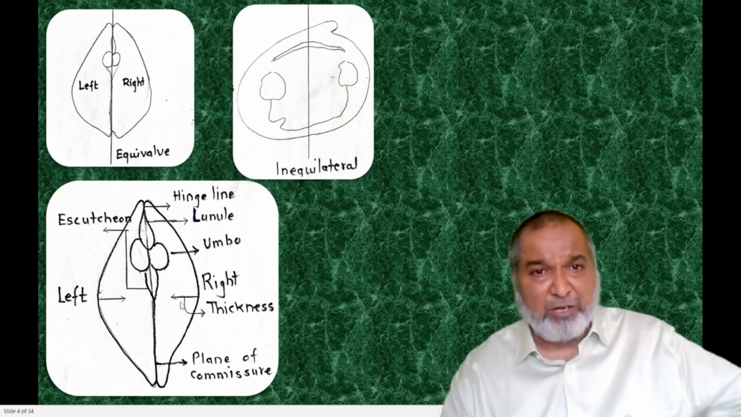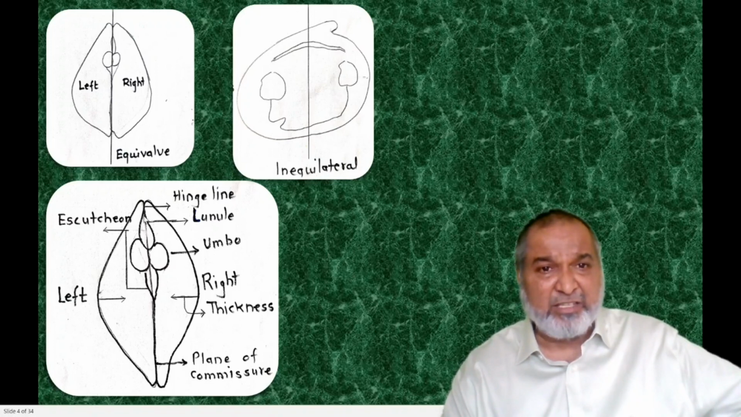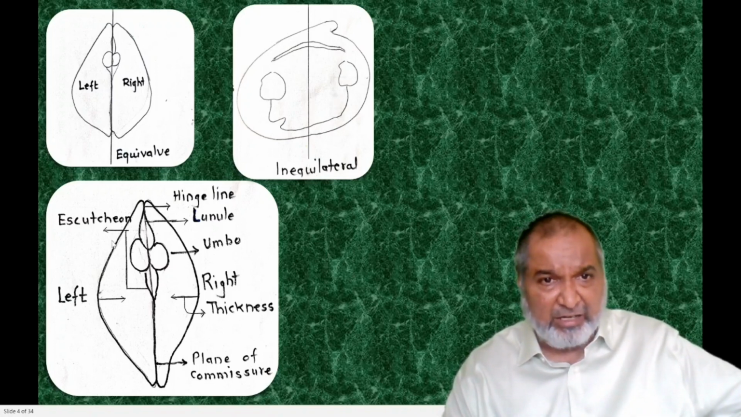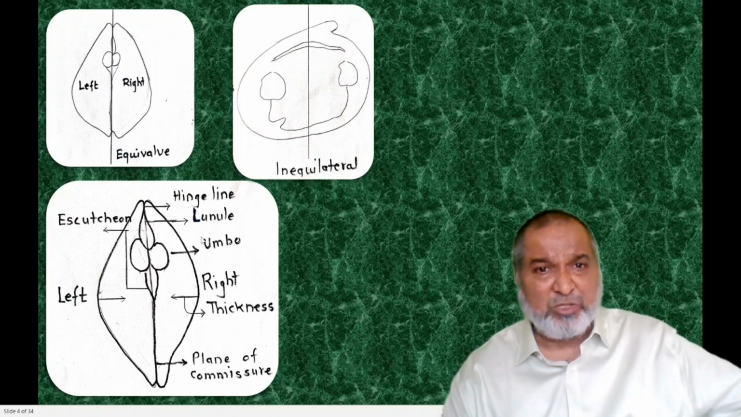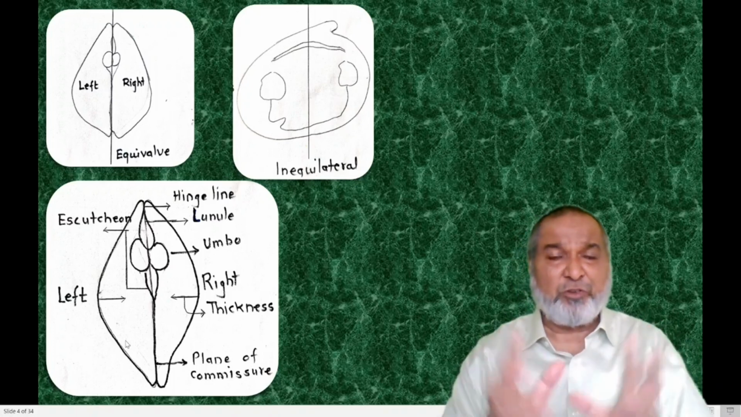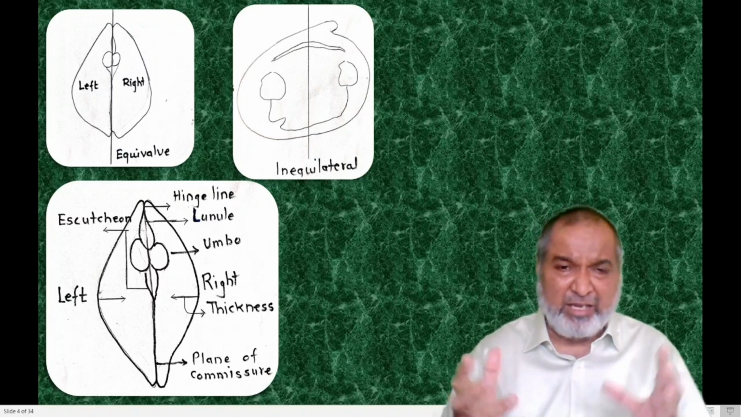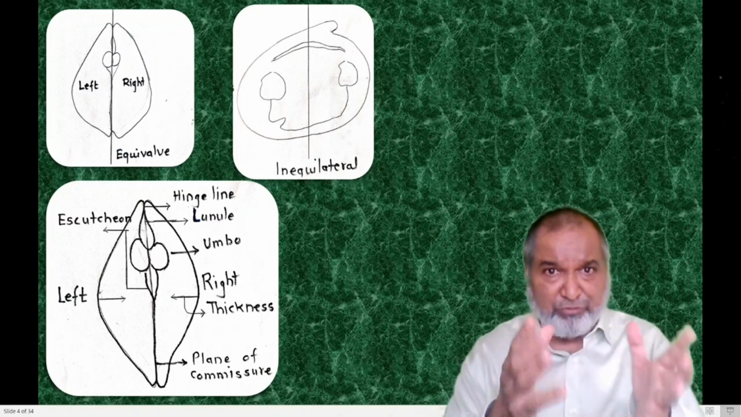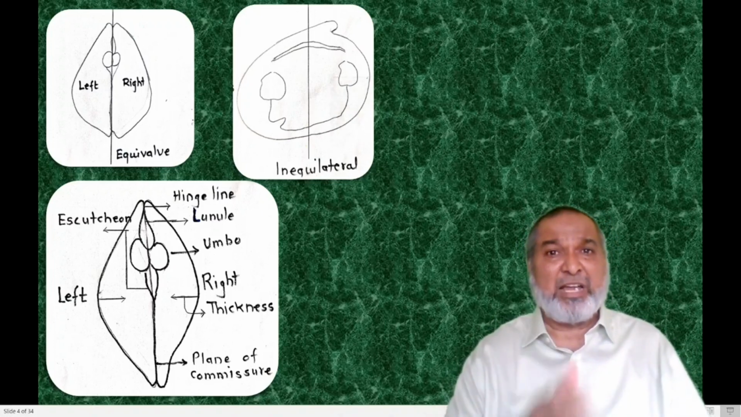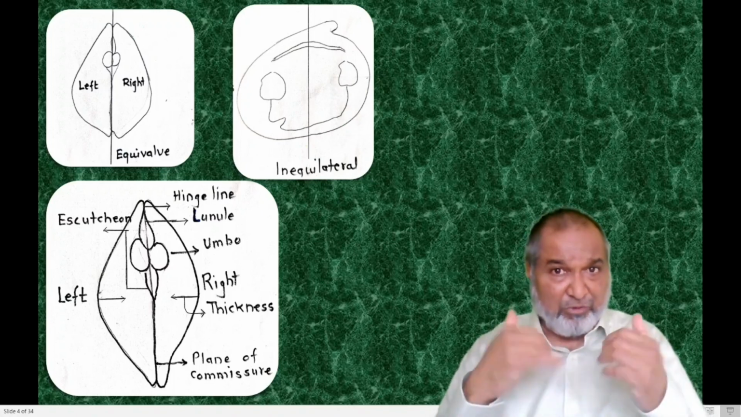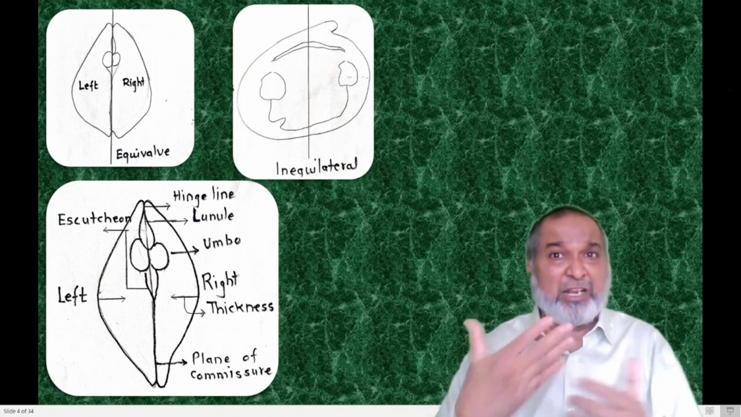Left wall, right wall. This is the thickness or breadth of the shell. Then this is the lunule, the umbo, these two, and the escutcheon. The labeling is given on this side. So these are the various parts, and these are the important things. In the theory, you have to remember this one. You have to draw the diagram and mention this. I am taking the theory as well as the practical simultaneously.